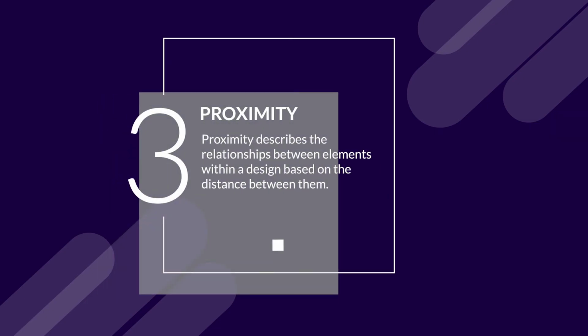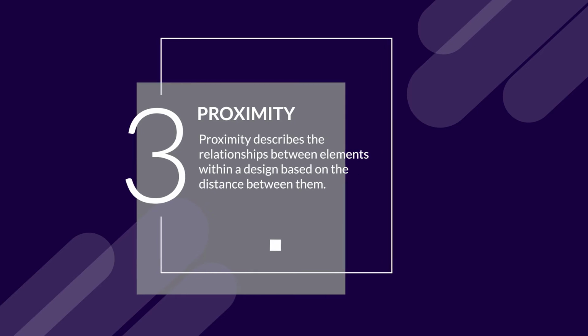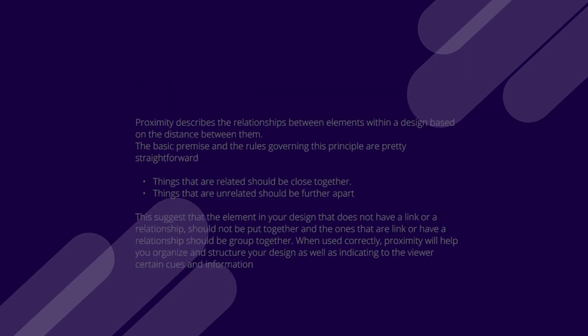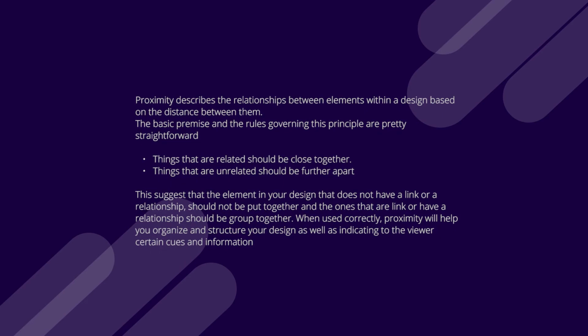Number 3 on our list is proximity. Imagine walking into a room full of people and being asked to determine who knew each other. What would you look for? One of the simplest things you could consider is the physical relationship between people. If two people are standing right next to each other, then there is a better chance that they know each other than two people who are on opposite ends of the room.